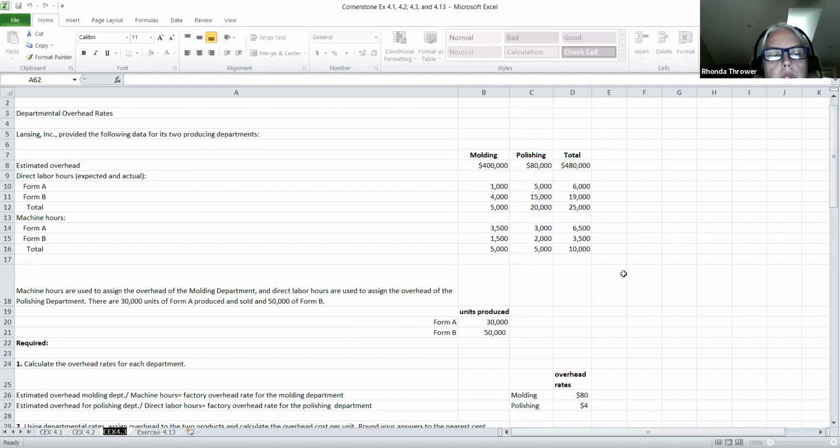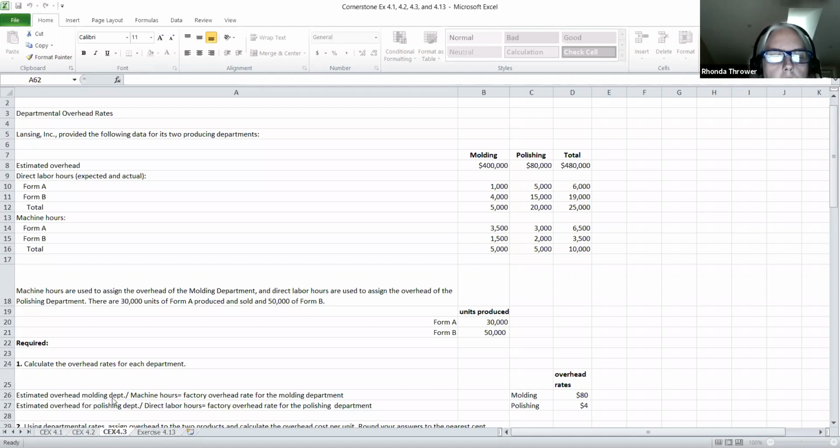Now, one of the first things that they're going to ask you to do is to calculate the overhead rates for each department. So we're going to do this for each department first. The overhead rates we need to calculate first for each department.